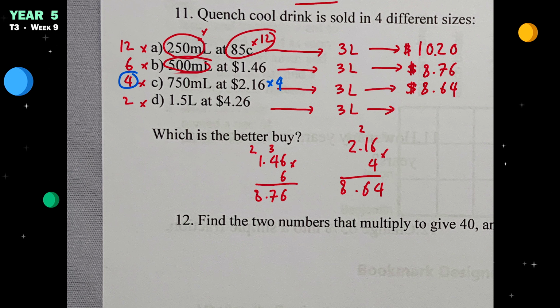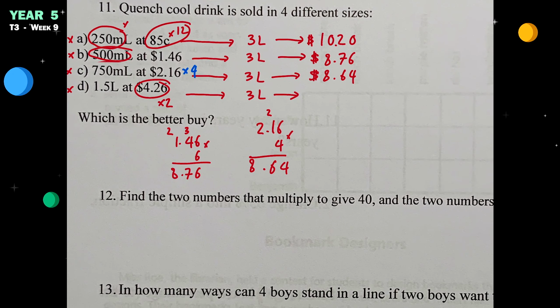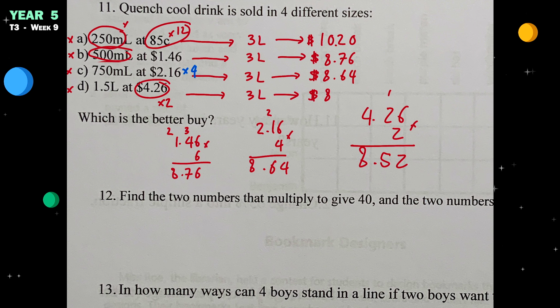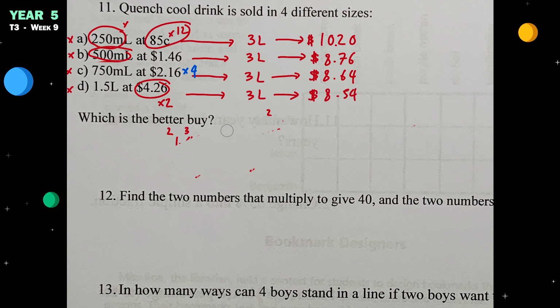And the next one we times it by 2, so we times the price by 2. Okay. So $4.26 times 2. 2 times 6 is 12. 2 times 2 is 4 plus 1 is 5. 2 times 4 is 8. So this one is going to cost you $8.52. Let me just double check. Yep, that's correct. So therefore, you can figure out what the best buy is from there, right?